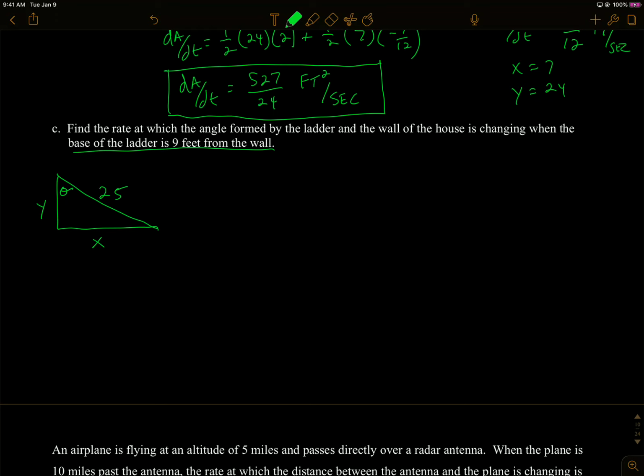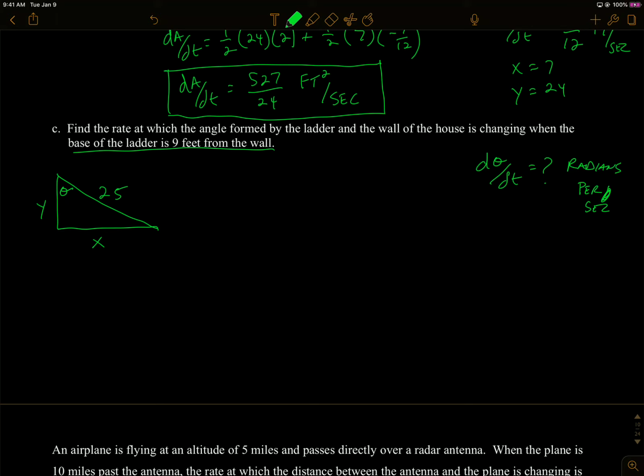I have to have theta in it because they want to know the rate at which that angle is changing. And that's going to be in radians. Our rate of change of angles will always be in radians per second.